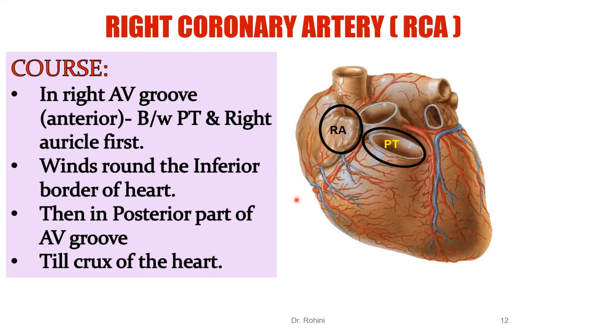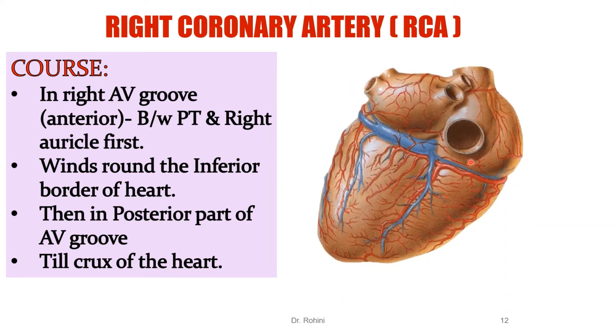So it winds round the inferior border of the heart, then runs in the posterior part of the atrioventricular groove till it reaches a point called the crux of the heart. This is the posterior aspect of the heart. Here the artery has turned around. This is your right atrium, right ventricle, and the right atrioventricular groove, posterior part.